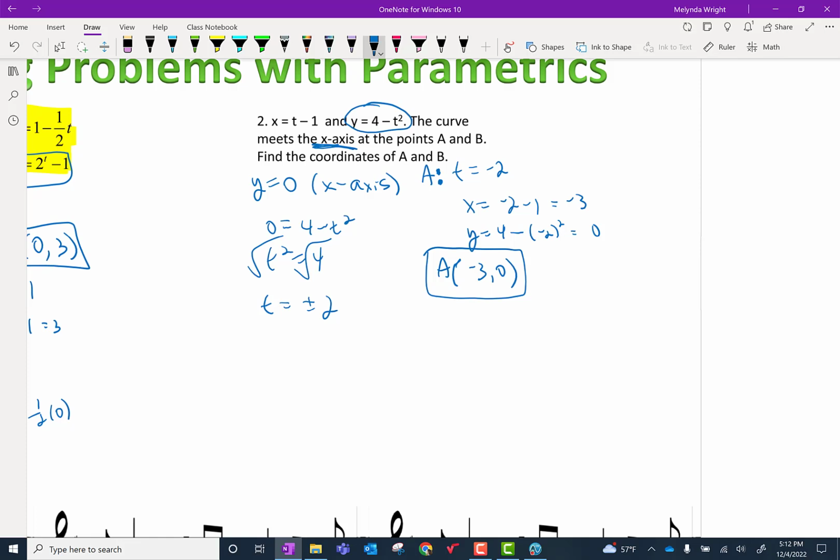All right, so let's look at point B. Point B, that's where t is +2. Okay, same scenario. We're going to have to substitute them into the parametric equation. So x equals 2 minus 1, or 1, and y equals 4 minus 2 squared, or 0. And so point B is actually 1, 0.